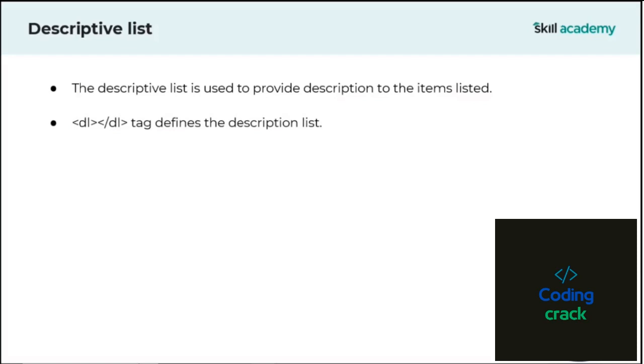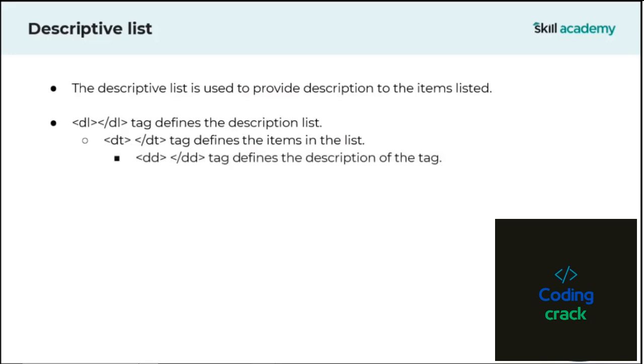Now for the descriptive list, you are going to use a tag named DL. Okay, so guys, DL is the tag which we define for a description list. And in this DL tag we are going to use the DT tag which defines the items in the list. So DL tag defines the description list, DT tag defines the items in the list. And one more tag we are going to use over here, and the name of that tag is DD, which defines the description of the item.